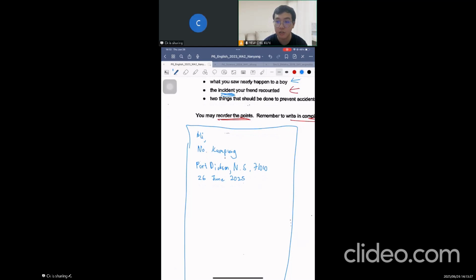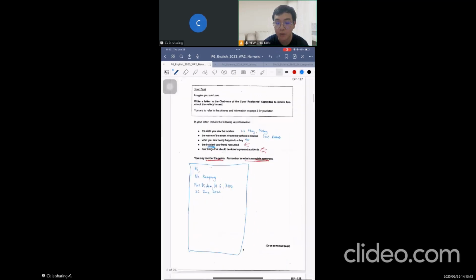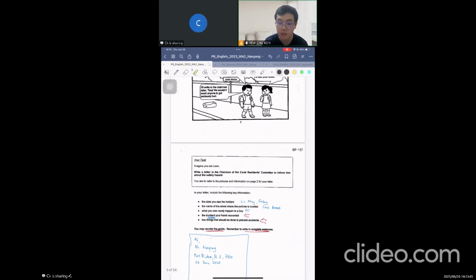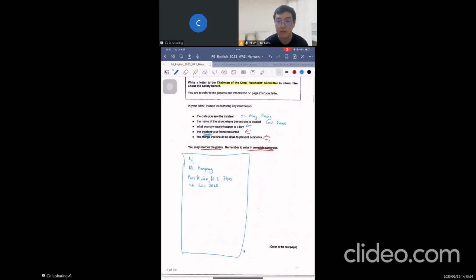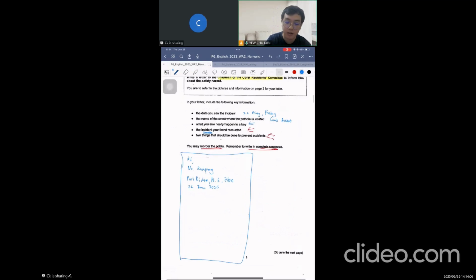Okay. Next, after you address all your details and the date, then you need to write the recipient name and organization. Okay. So if you are writing to who, you are writing to the chairman of the Coral Resident Community. Alright? Since maybe you don't know the name of the chairman, but never mind, you can just write the title. So here you can actually just write the chairman, Coral Resident Community. Okay.